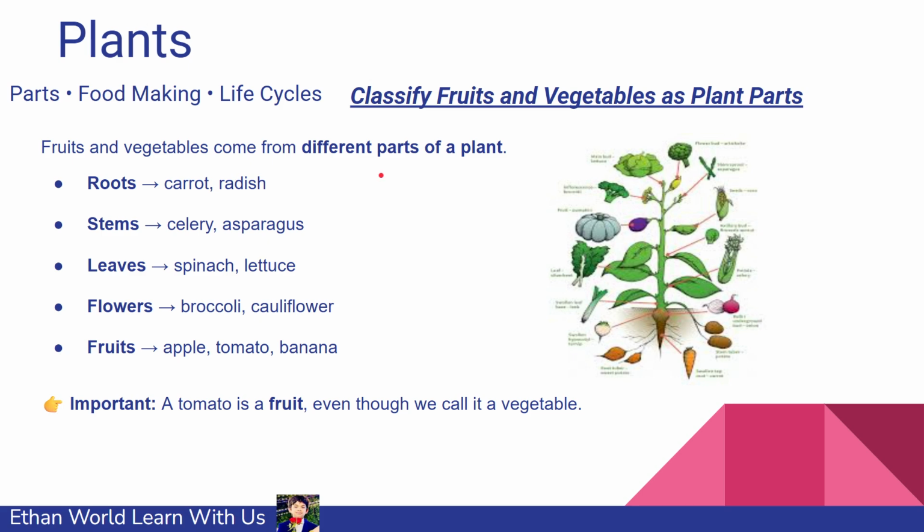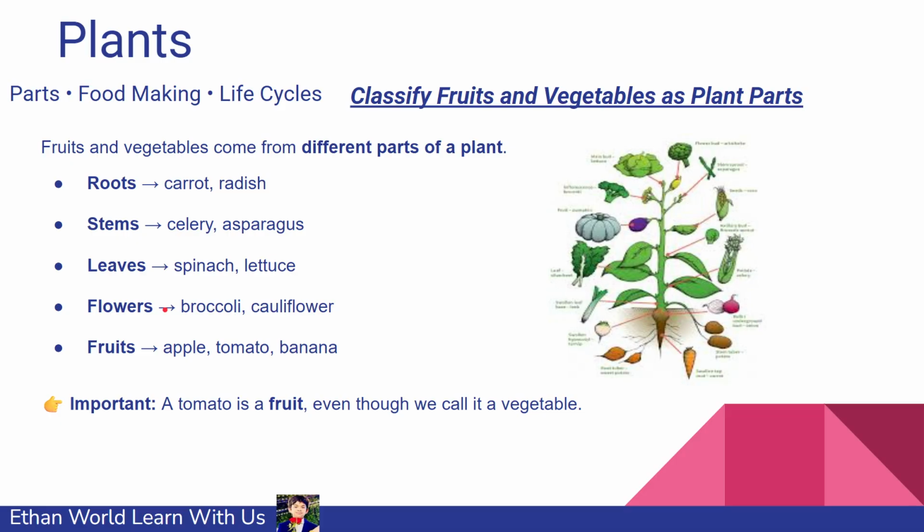Let's talk about classifying fruits and vegetables as plant parts. Fruits and vegetables come from different parts of a plant. Like the roots, only carrots and radishes come from the roots. There are many more, but carrots and radishes come from roots. Celery and asparagus come from stems. Spinach and lettuce come from leaves. Broccoli and cauliflower come from flowers. Apple, tomato, and banana come from fruits.